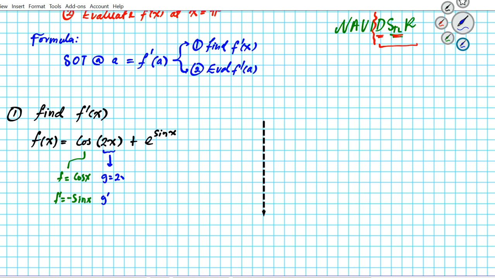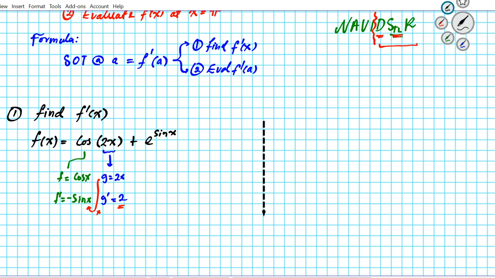All right, so the derivative of the inner function is 2. Okay, so if we apply the chain rule in differentiating the first function, cosine 2x, it's basically the derivative of the outer function evaluated at the inner. So we're going to take the inner function and plug it into the derivative of the outer and multiply it by the derivative of the inner function.